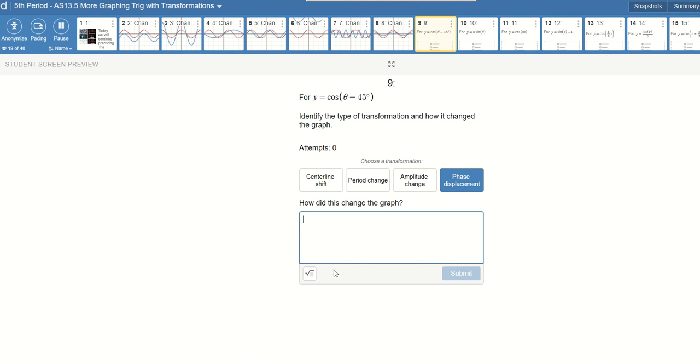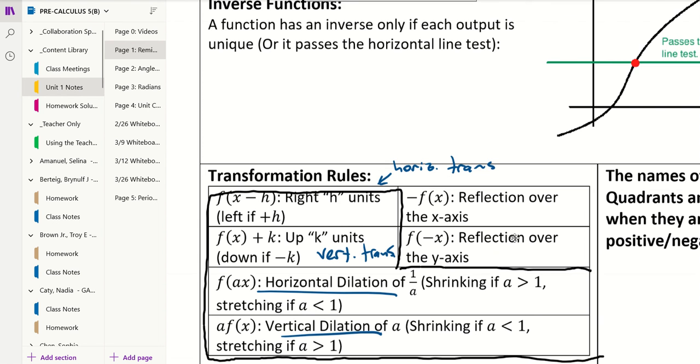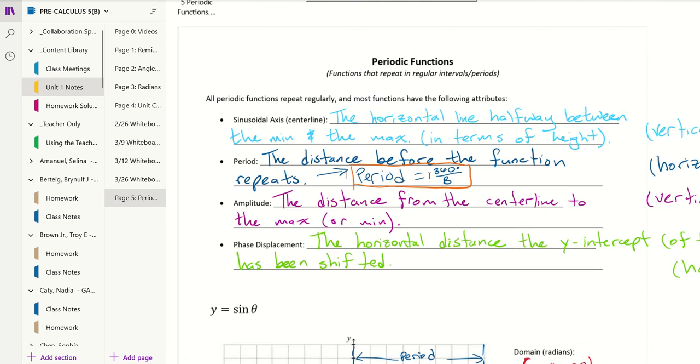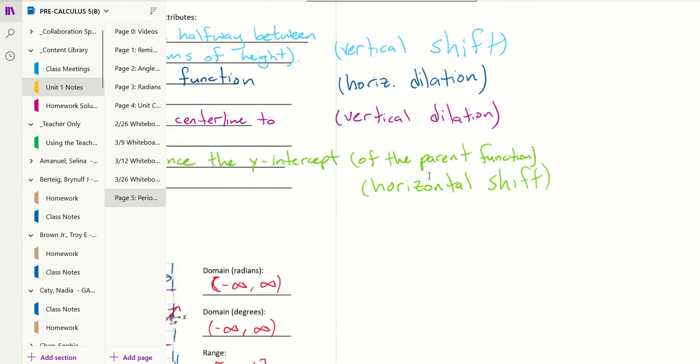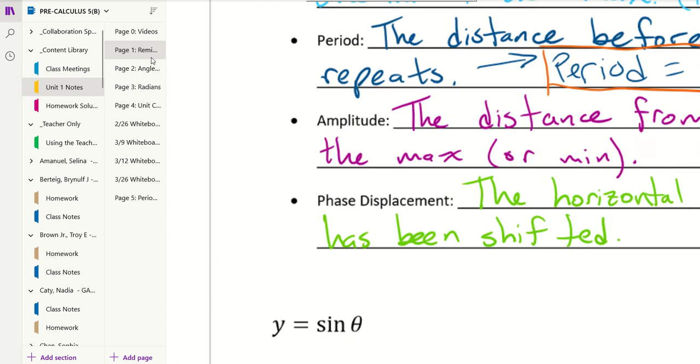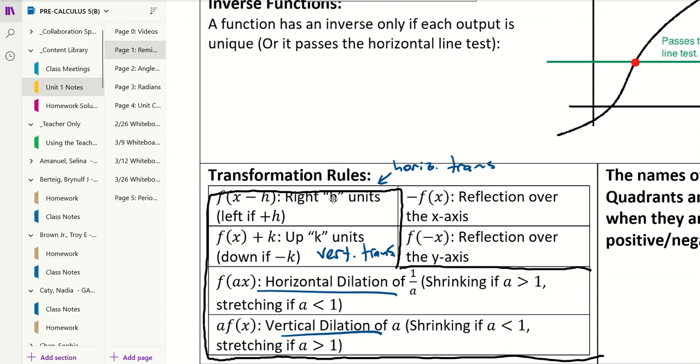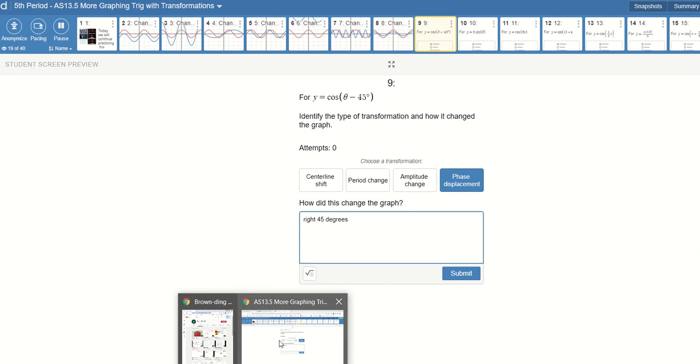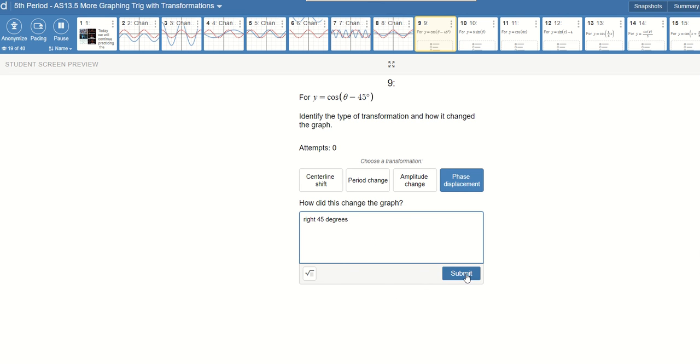And if you needed help remembering that, I'm going to say right 45 degrees. To remember which of these is which, you can look on page 5, and it says them all right here. Vertical shift, so this was a horizontal shift because you're adding or subtracting inside the parentheses, and I've got them all labeled in here too, except these say translation. Translation, shift, same thing. So this is right 45 degrees.